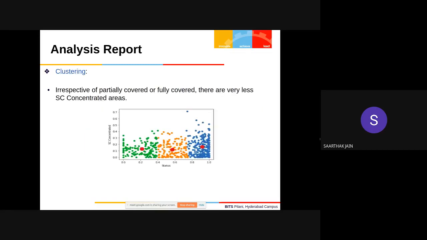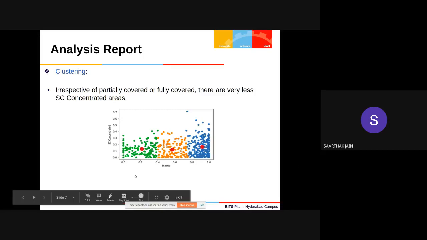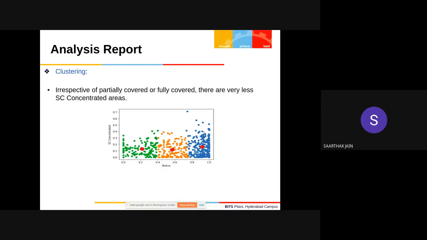Now, coming to the clustering part, from the first diagram, we can see that the status is from 0 to 1, that means that the water is from partially covered to fully covered. However, the maximum that is reached is up to 50%. Means the SC concentrated regions are only 50%, although the water is from partially covered to fully covered.